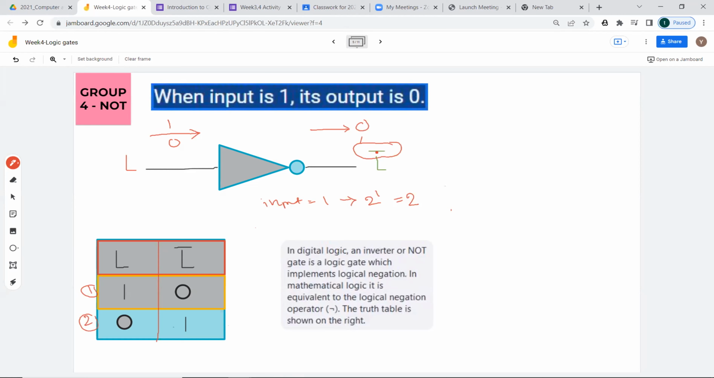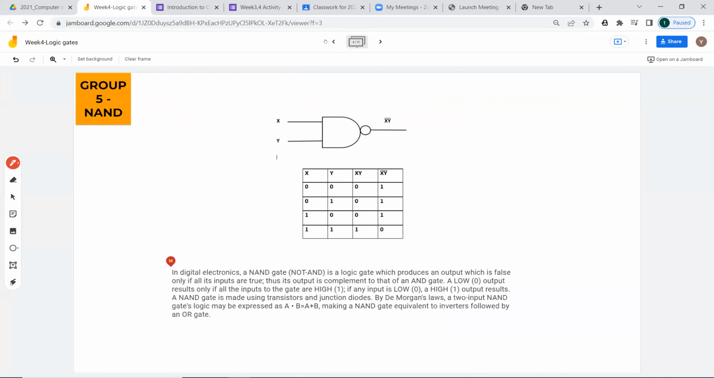Right? So we are using this bar sign to represent the inversion. Okay. Right. Now 5th one, NAND.